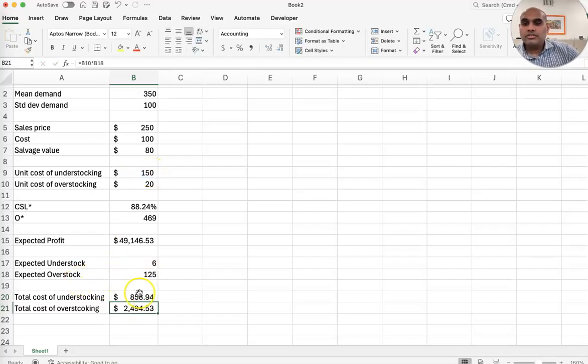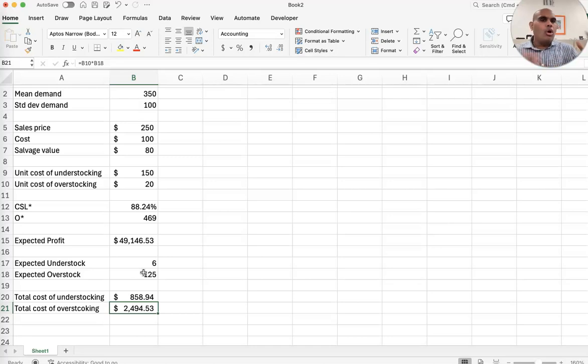Now, what this tells you is that because the unit cost of overstocking is just $20, it is more likely that you'll overstock. So the expected overstock here is 125. And if you did end up with understock, why is it that you'd end up with an understock, even if you are ordering so many items? It's because demand is random. We are assuming that it has a mean of 350, standard deviation of 100, it's a normal distribution. But what if demand was just say 200 or something? So demand can be on the low side.